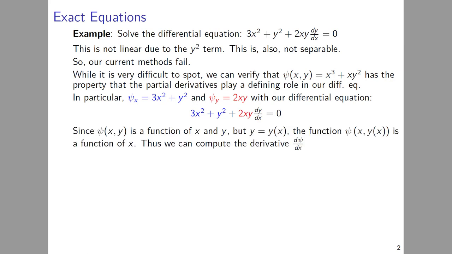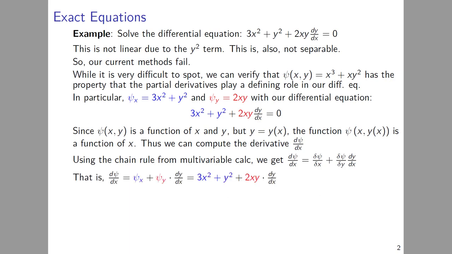And since psi is a function of x and y, and y is a function of x, the function psi of x, y is really just a function of x. Thus, we can compute the derivative of psi with respect to x. Using the chain rule from multivariable calculus, we get that the derivative of psi with respect to x is the partial derivative of psi with respect to x plus the partial derivative of psi with respect to y times dy/dx. That is, dpsi/dx is psi sub x plus psi sub y times dy/dx. But using the psi that we have above, this is 3x squared plus y squared plus 2xy times dy/dx, the left-hand side of our differential equation.